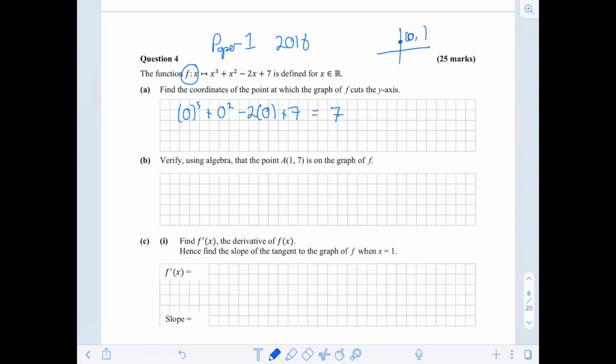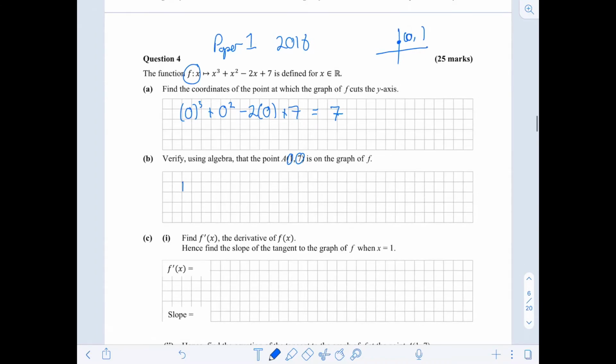Verify using algebra that the point 1, 7 is on the graph. Okay, so we've been given an x, we've been given a y. So I put the x in here and I see if the y is equal to 7. So I go 1 cubed plus 1 squared minus 2 times 1 plus 7, and hopefully that's going to equal 7. So I bang it into my calculator.